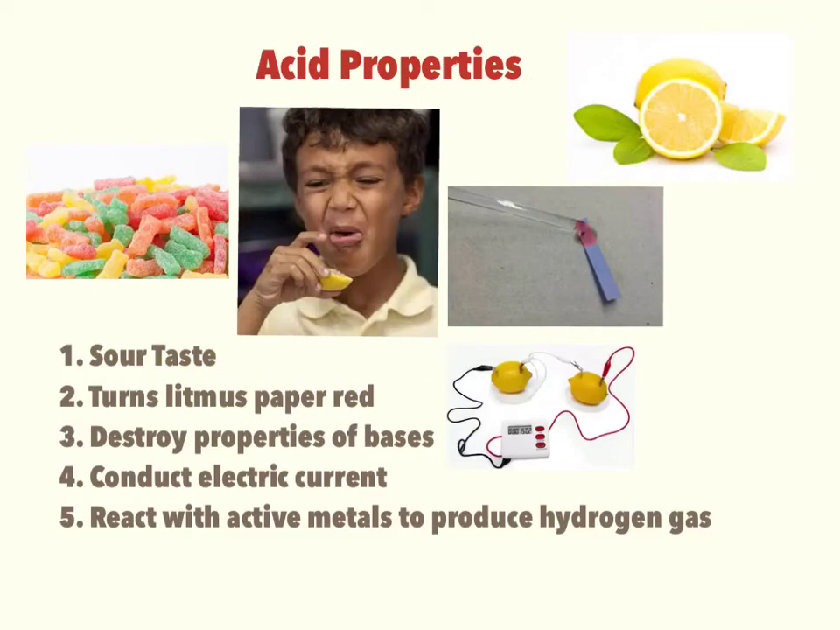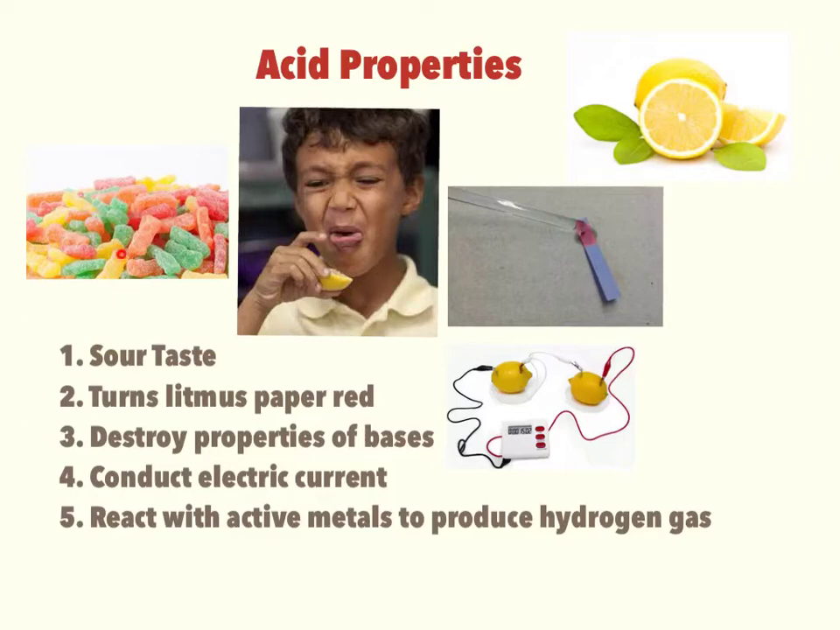So we're going to start with some properties of acids, and I've got 5 of them listed here. And the first one is a sour taste. There are several acids that you can taste, and there are some strong acids that are concentrated that you wouldn't want to taste. But if you were able to taste them, then they would have a sour taste.